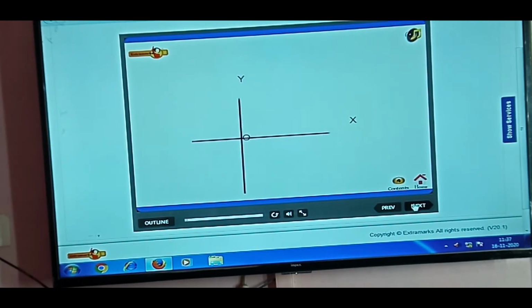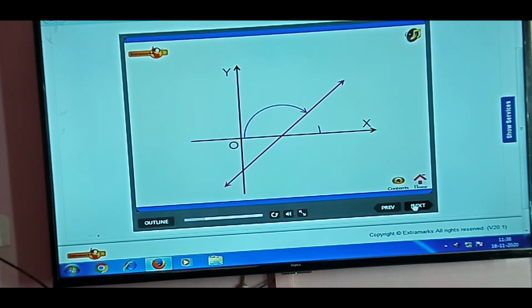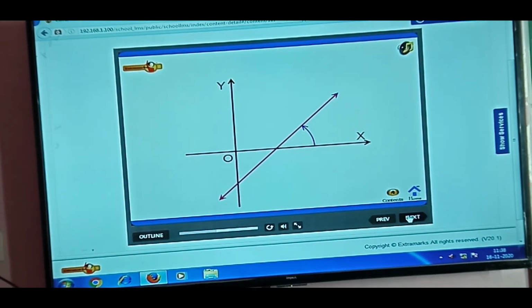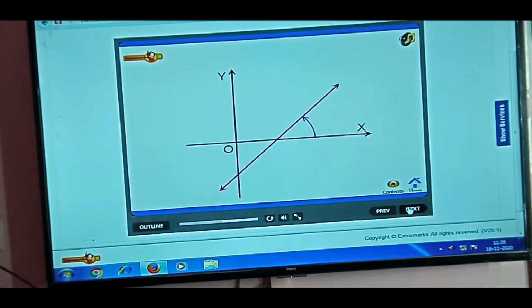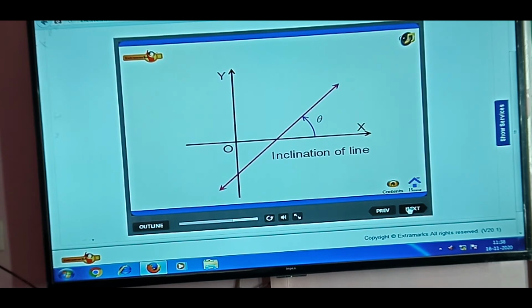A line in a coordinate plane forms two angles with the x-axis. One angle is formed in the clockwise direction and another angle is formed in the anti-clockwise direction. We can observe that the angles formed are supplementary. The angle that the line makes with the positive direction of x-axis, measured anti-clockwise, is known as the inclination of the line. If the inclination of the line is theta, then theta can have the following range of values. Hence, the other angle formed will have the measure equal to 180 degrees minus theta.